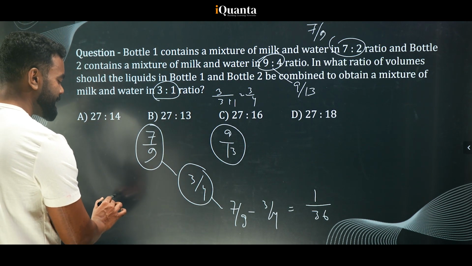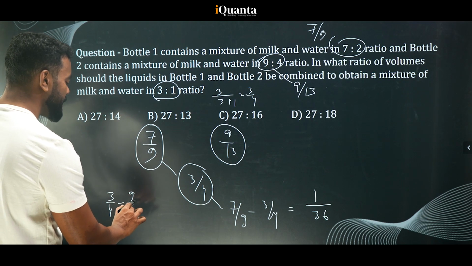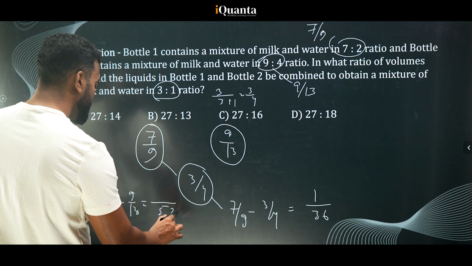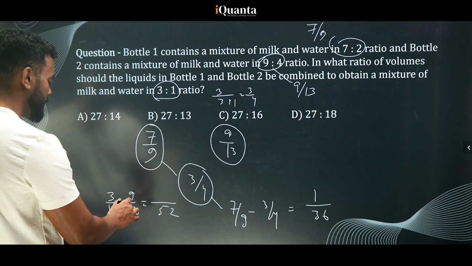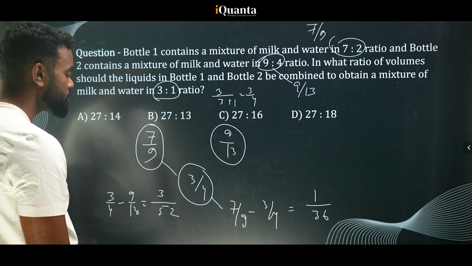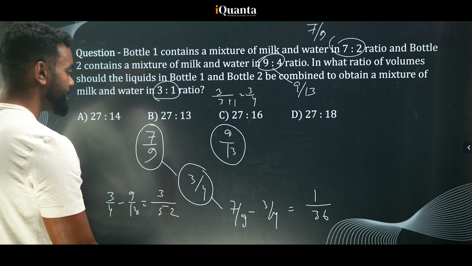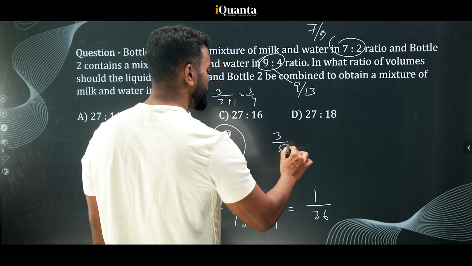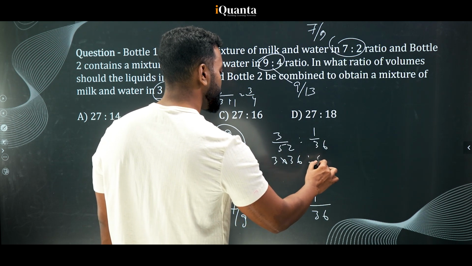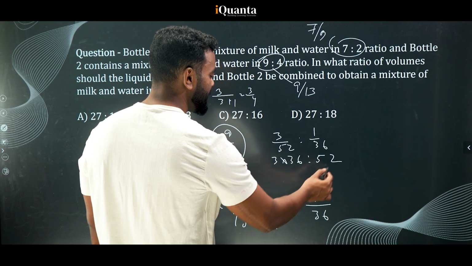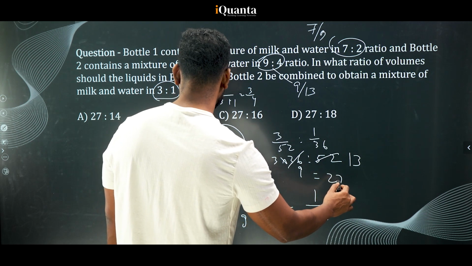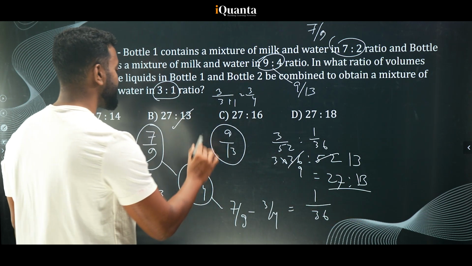Now I need to do what? That is 3/4 minus 9/13. So how much is it? 3/4 and 9/13: the denominator is 52, and this is 39, and this is 36. 3 13s are 39, and 36. So it is 3/52. If you solve this, you'll get your answer. So what is the ratio? The ratio is 3/52 is to 1/36, which is the same as 3 into 36 is to 52. If you solve this, the 4 will cancel out. So this is 13, this is 9. So your answer is 27 is to 13. Hence the answer is 27 is to 13.